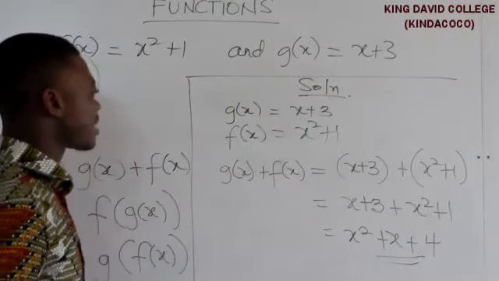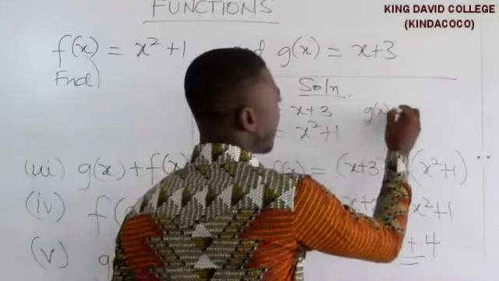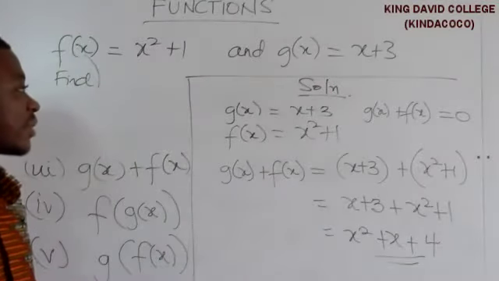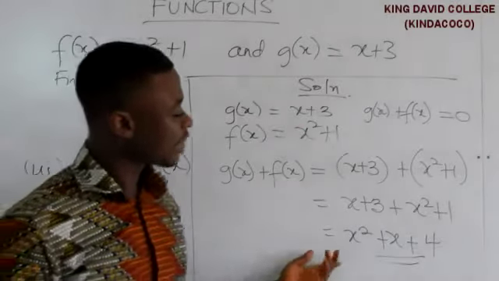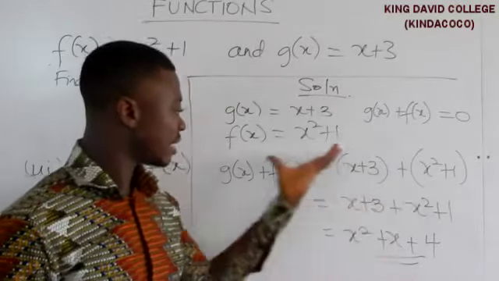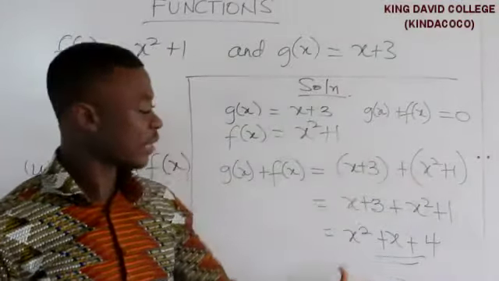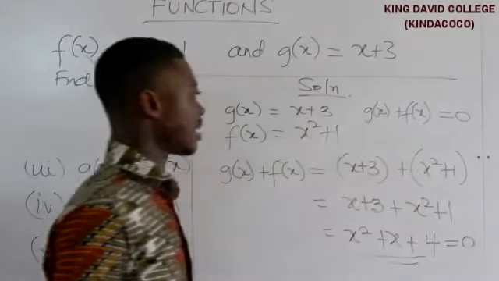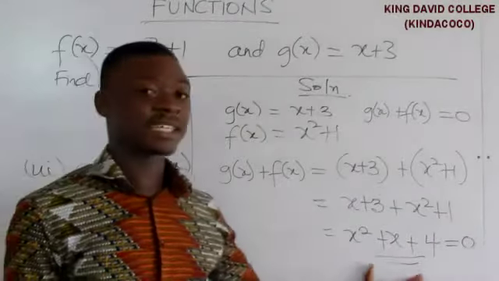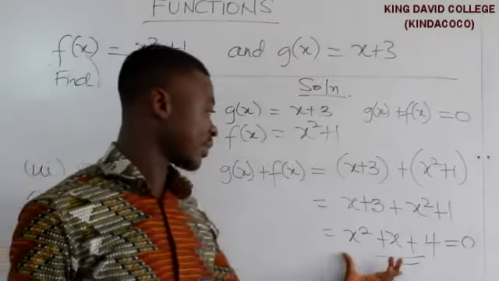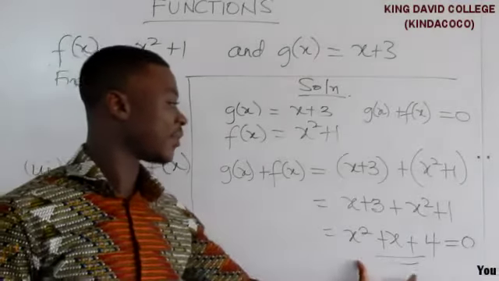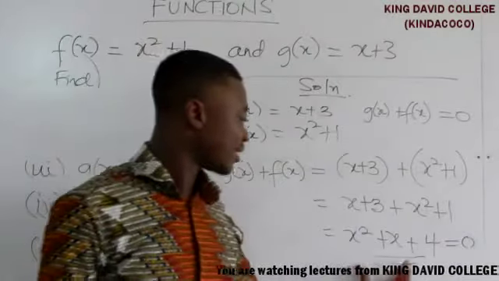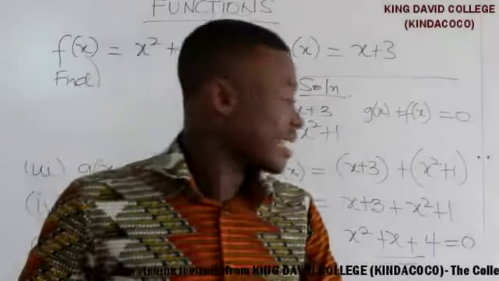In some cases, they can even ask you to find g of x plus f of x is equal to 0. When that happens, it means that they know you will get an expression like this when you sum the two functions. And therefore, if you equate this to 0, as per what the question is saying, then you see that this has just formed a quadratic equation, a direct quadratic equation. So it's just a matter of simplifying this using the quadratic method. You know how you solve a quadratic equation, so you simplify that to get the values of what? Your x. As simple as this will be.